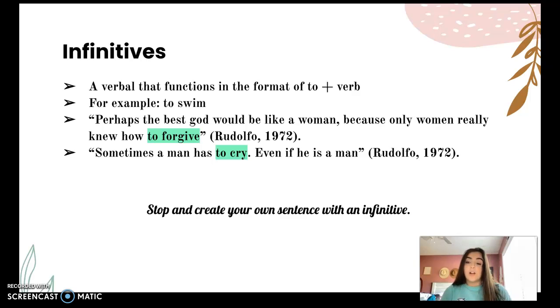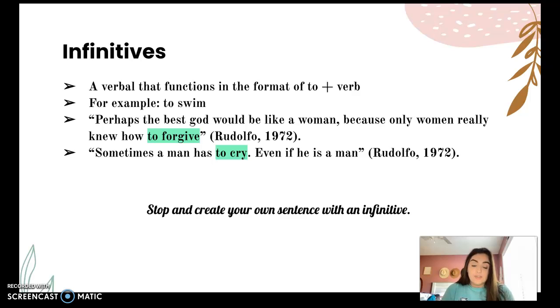So, from our novel, this quote: "Perhaps the best God would be like a woman, because only women really knew how to forgive." In this sentence, our infinitive is highlighted: to forgive. For it to be an infinitive, it has to have the word "to," so "to" is included, and forgive is a verb in this sentence.